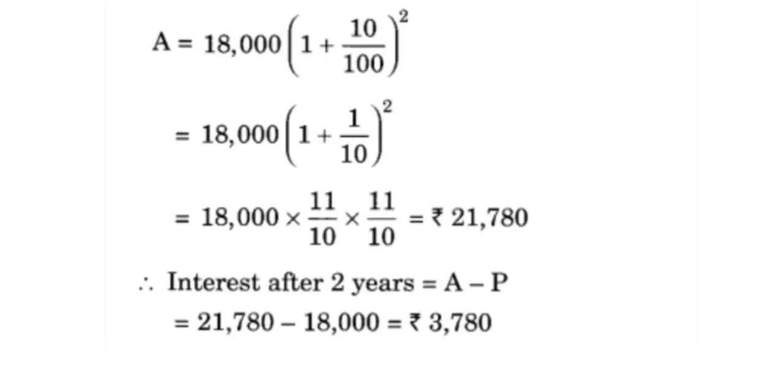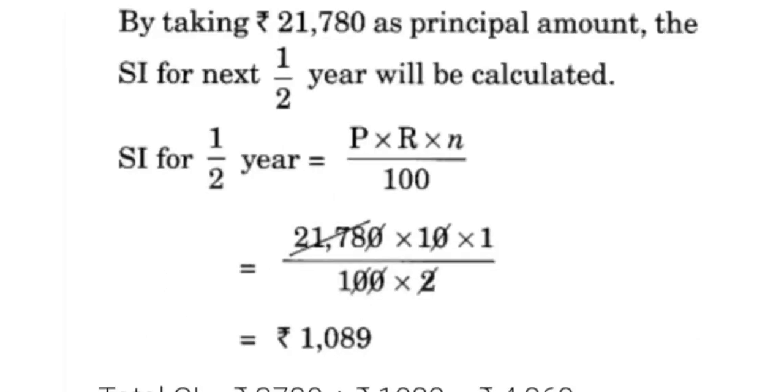So we have to find the interest after 2 years. So our amount minus principal means 21,780 minus 18,000. Interest is 3,780 rupees. Now by taking rupees 21,780 as principal amount, the SI for next half year will be calculated. SI for 1/2 year is equal to PRT upon 100. So P value is 21,780, R is 10 and T is 1/2 and upon 100. Let's simplify. So answer is 1,089.